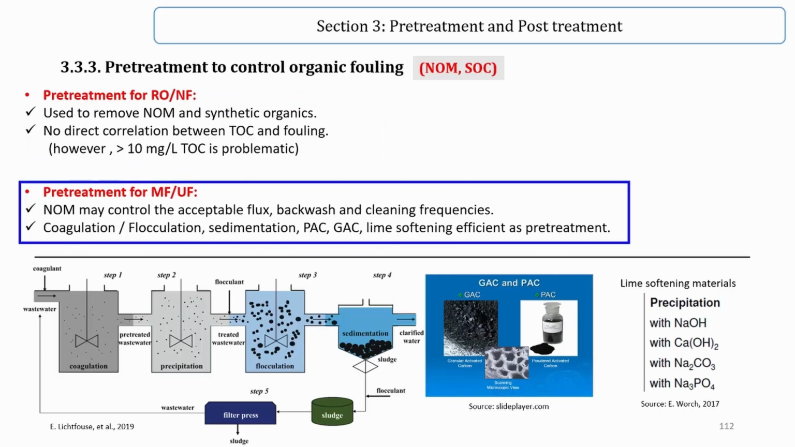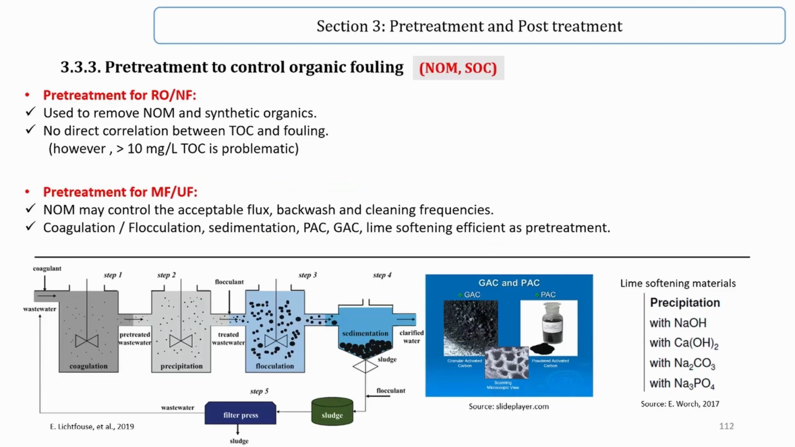For microfiltration and ultrafiltration, backwash and cleaning frequencies. In parallel, coagulation, flocculation, sedimentation, powder activated carbon or granular activated carbon, and lime softening are efficient as pretreatment.